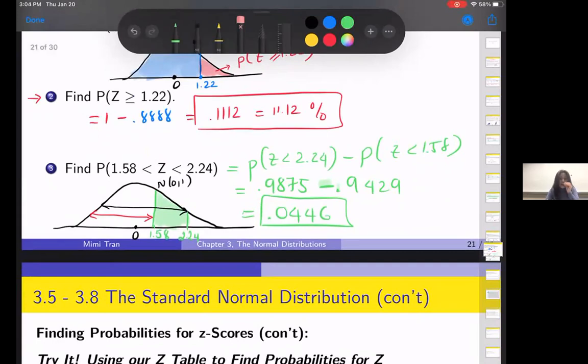It doesn't matter, because the probability at a single point is 0. It's a continuous variable, so it's fine. If you forgot, I'm not going to deduct the point on the exam.